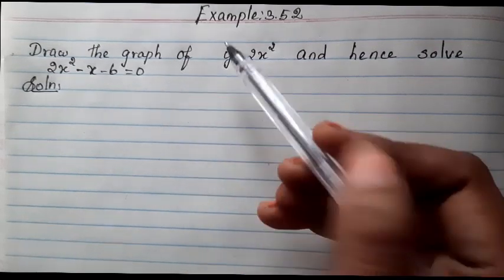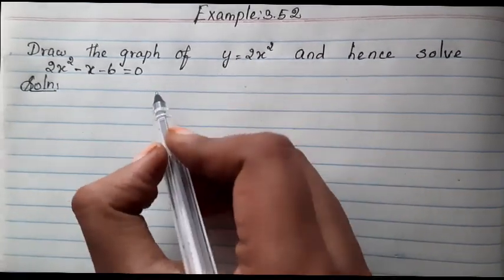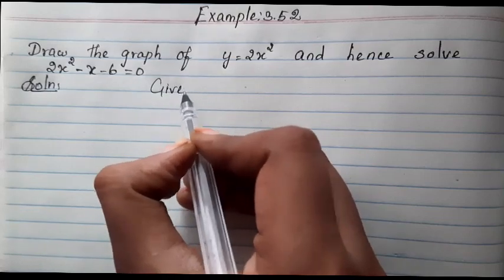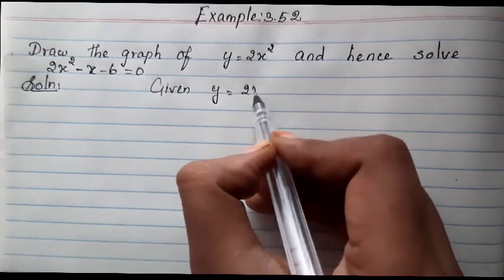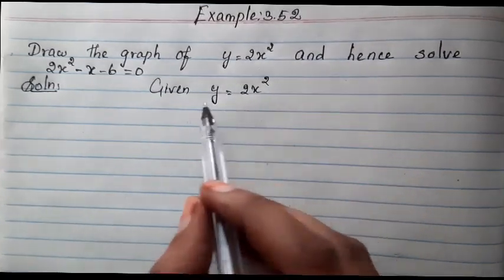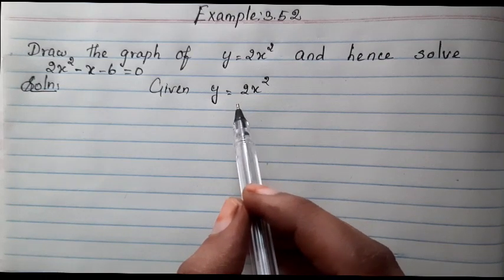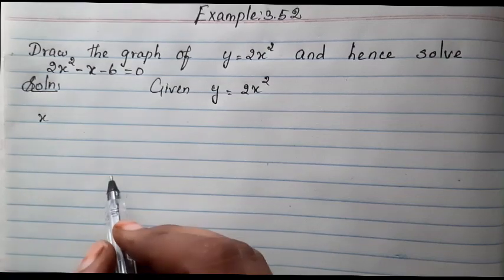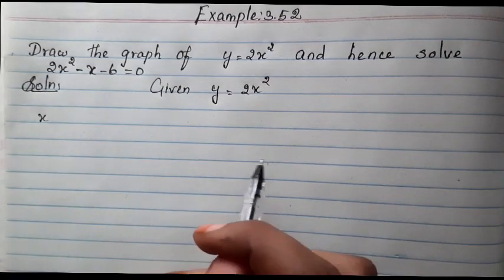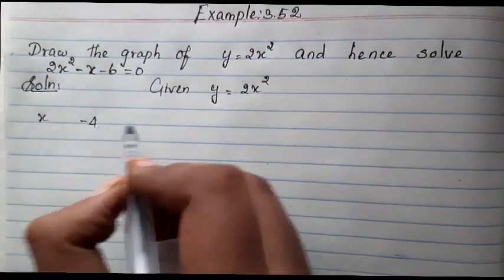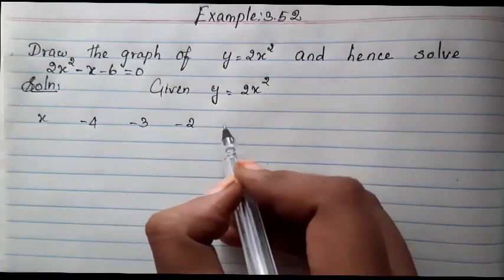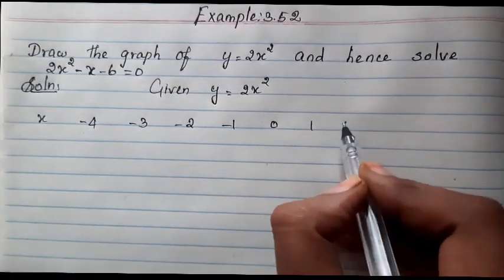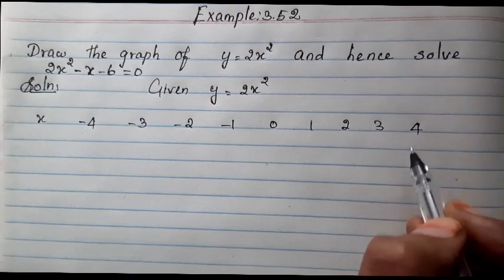See this first equation. First you take the first equation. It is given y equal to 2x square. So first we consider this equation. You have to find out the values. Usually for the x value we take minus 4 to 4. Like the same, I put minus 4, minus 3, minus 2, minus 1, 0, 1, 2, 3, 4.